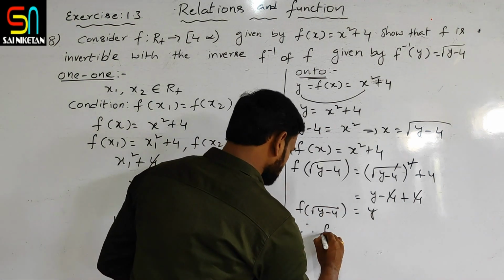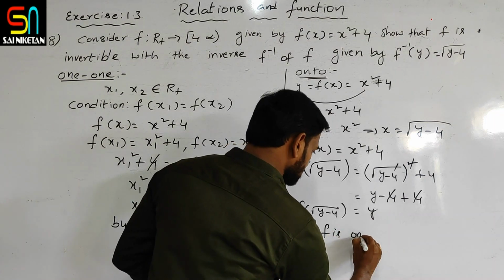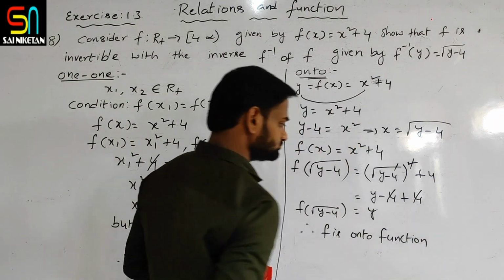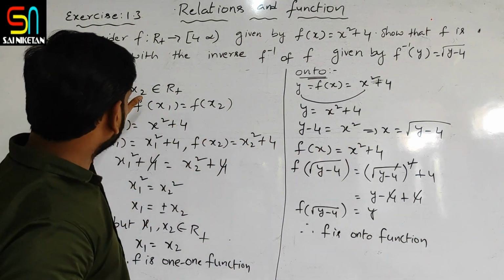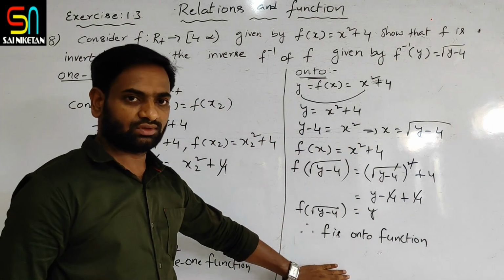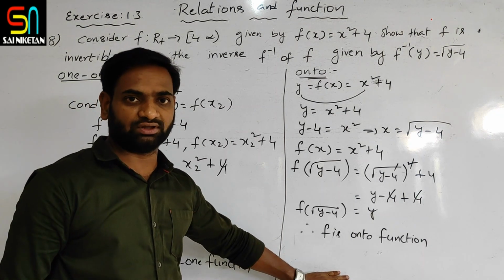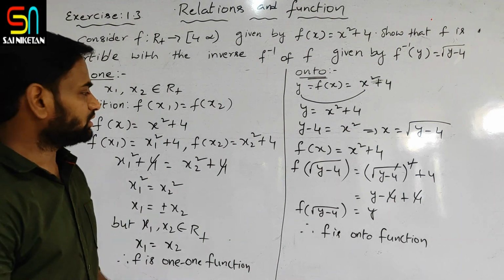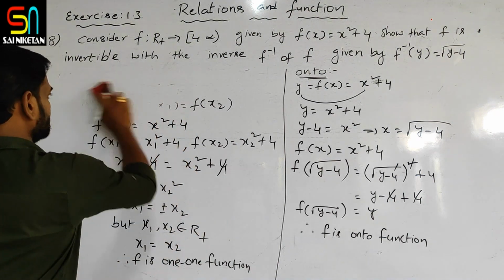Therefore, f is an onto function. This is the 1-1 and onto. When the function is both 1-1 and onto, then what can you say? f is bijective. That one you have to write clearly.